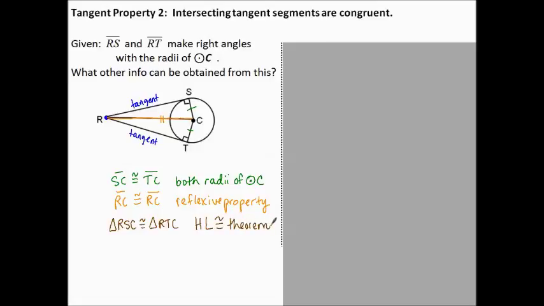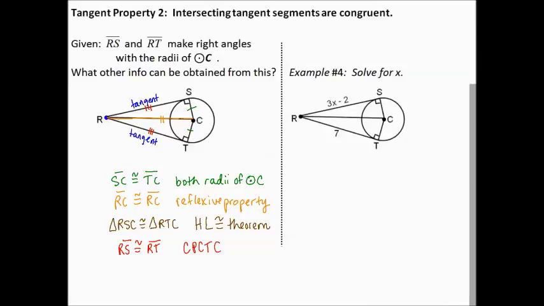Why do we care? Well, because then it tells us that any corresponding parts have to be congruent, such as this remaining side and this remaining side. So therefore we can say RS is congruent to RT by corresponding parts of congruent triangles being congruent. Well, remember, we said these two are tangent, so these tangents have to be congruent. Just a little reason why that's true.